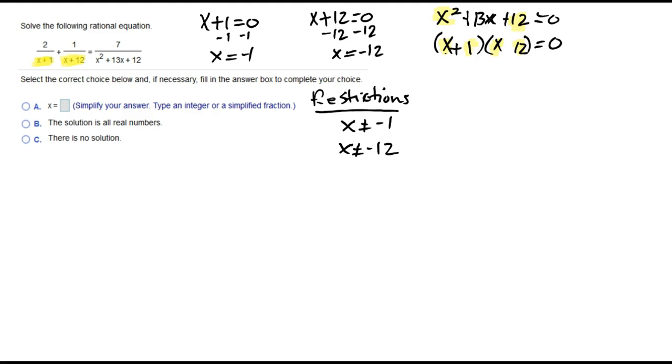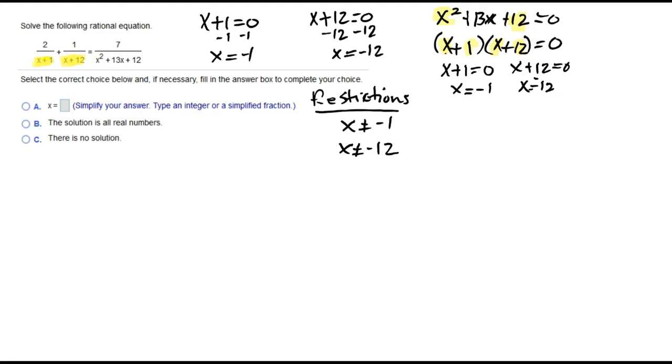So our factors are x plus 1 and x plus 12. So once we have it factored, we set each factor equal to 0. And we subtract 1 on both sides to get -1, subtract 12 on both sides to get -12. And you can see that these are the same restrictions that we already have, so we don't need to add to our list.